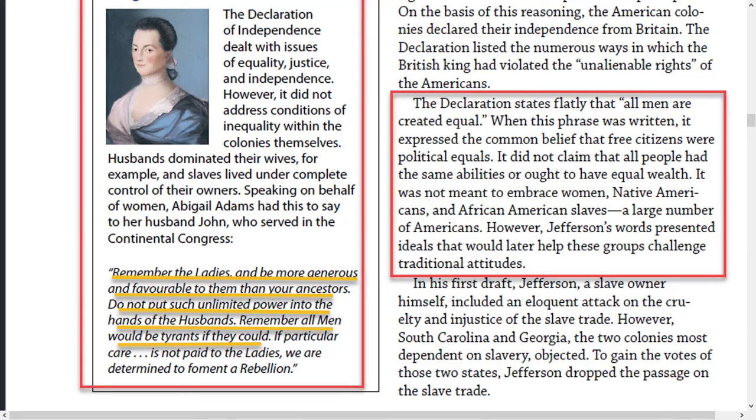So she was ultimately betrayed by her husband. He did not remember the ladies, and we didn't give women the right to vote for much of the country's history. But it doesn't mean that women weren't already demanding equality, that this idea that a country was founded upon was something that was appealing to Native Americans, to African Americans, and to women.